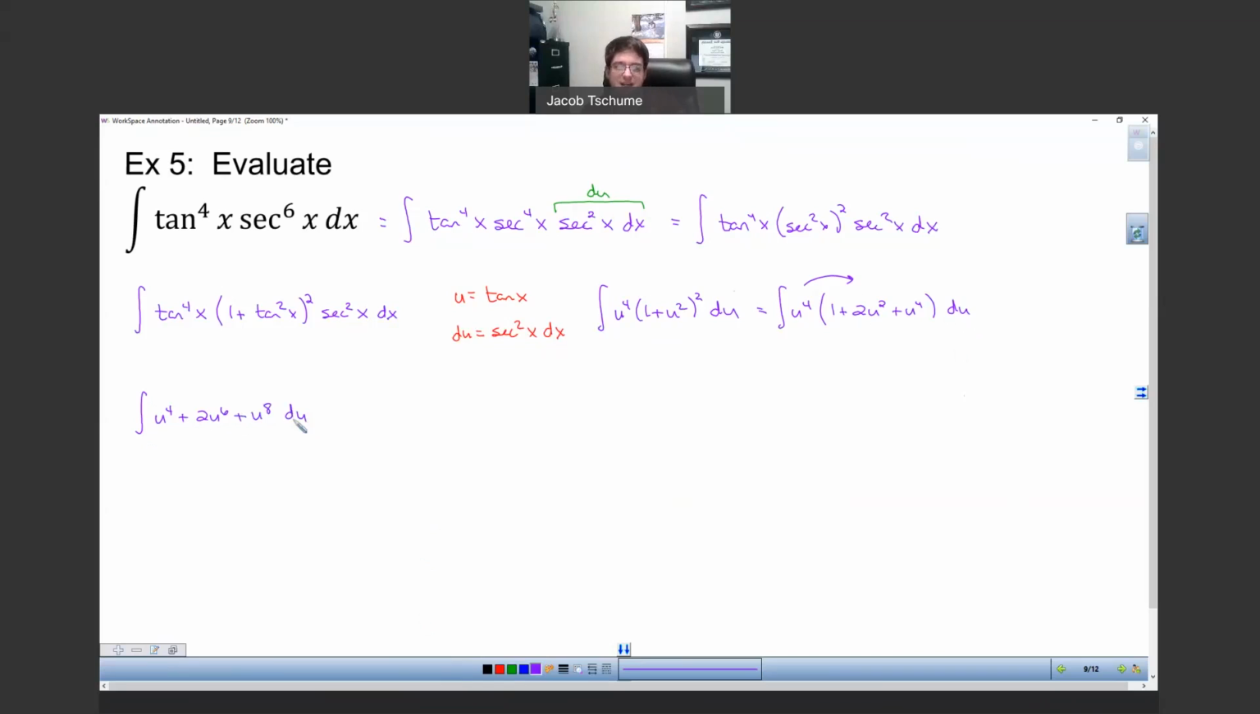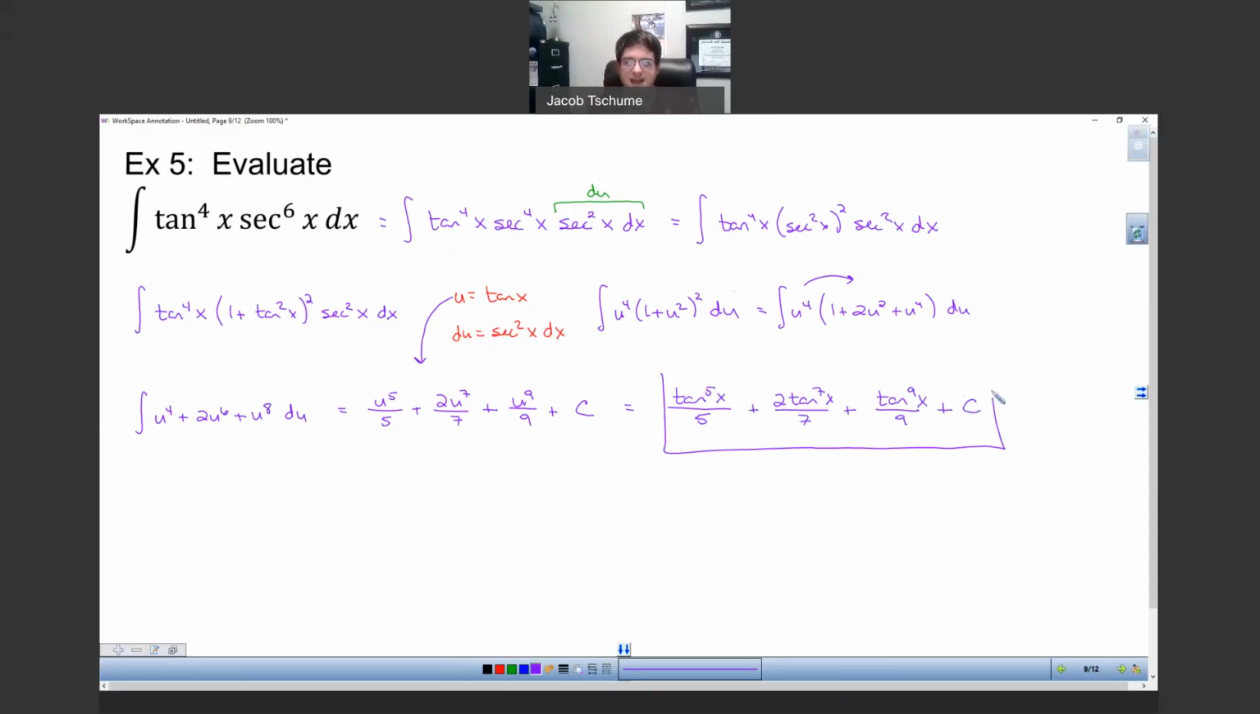And finally, I now can integrate this function. This will become u to the fifth over 5 plus 2u to the seventh over 7 plus u to the ninth over 9 plus a constant c. And now finally, you go back and substitute your u back into all three of those. And your final answer is tangent to the fifth of x over 5 plus 2 times tangent to the seventh of x over 7 plus tangent to the ninth of x over 9 plus an arbitrary constant c. And that is how you integrate the previous problem. So that is how you would work if secant was an even power.